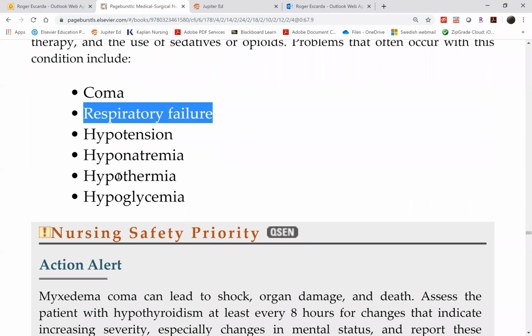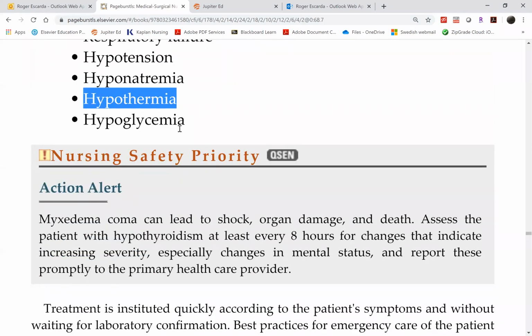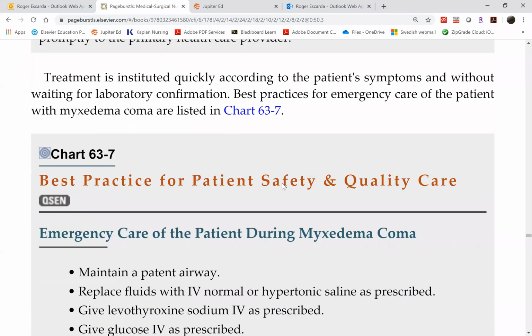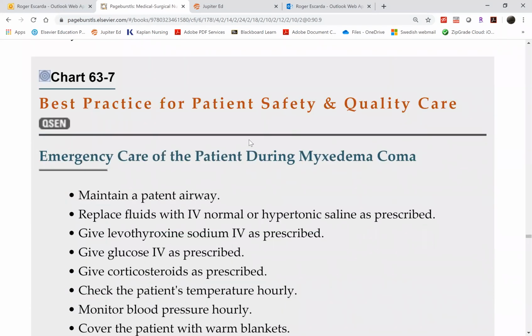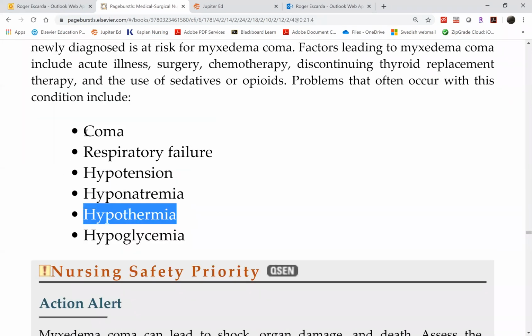So just read the rest. So here's the cold intolerance and the hypoglycemia. We had hyperglycemia and hyperthyroidism. And just as promised again, here's a chart for myxedema. Of course, when the patient presents with these, they're already in coma.